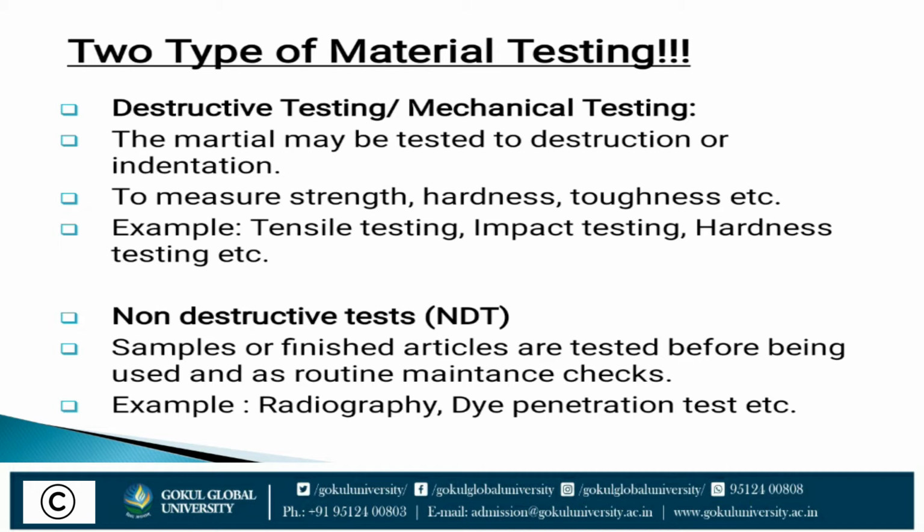Two types of material testing. First is destructive testing, also called mechanical testing, and second one is non-destructive testing. It's also called NDT. So first, destructive testing. The material may be tested to destruction or indentation to measure strength, hardness, toughness, etc. Example: tensile test, impact test, hardness test. By using these tests, we can identify the strength, hardness, and toughness. These are the mechanical tests.